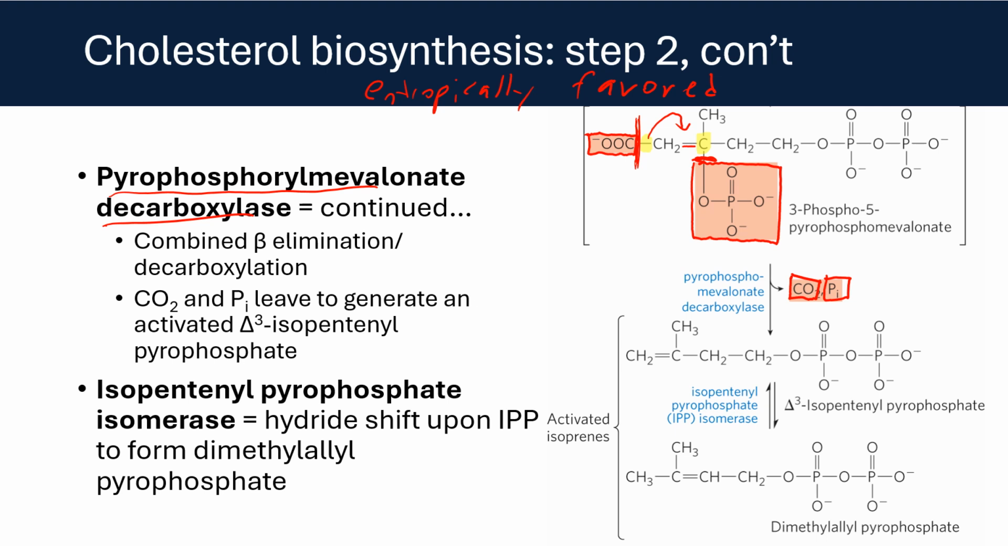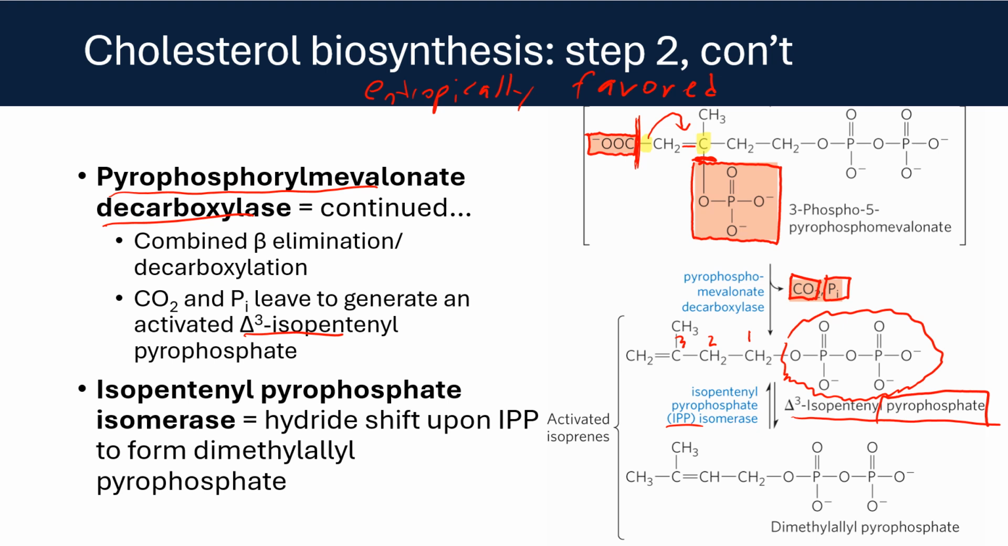So when all is said and done, 3-phospho-5-pyrophosphomevalonate becomes delta 3 isopentenyl pyrophosphate. We call it delta 3 because on the 1 to 3rd carbon, there's going to be a double bond on this isopentene unit. And this IPP molecule is the first activated isoprene we see, and it's activated thanks to this pyrophosphate moiety, which is, again, an amazing leaving group.